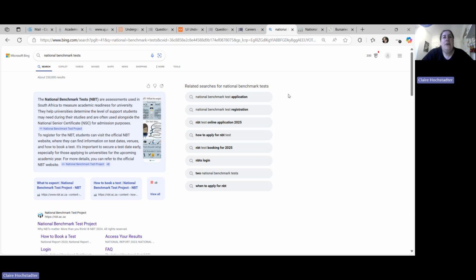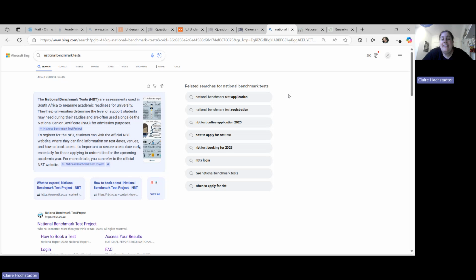Okay. So these were brought in probably over 10 years ago now. And fundamentally, there are 2 NBTs that get taken, but they are not syllabus specific, and each course and each university requires different things from them. Okay, so you will see here by definition they are assessments used in South Africa to measure academic readiness for university. Okay, they help universities determine the level of support students may need during their studies and are often used alongside their results for admission purposes.